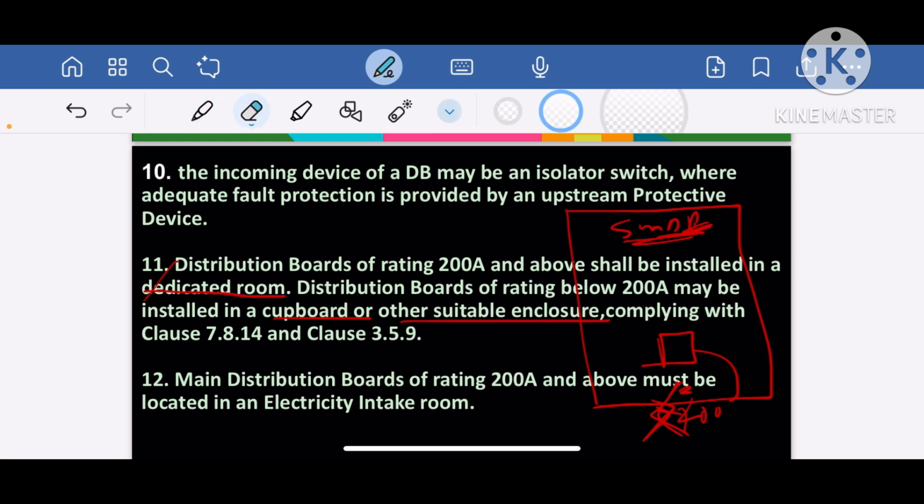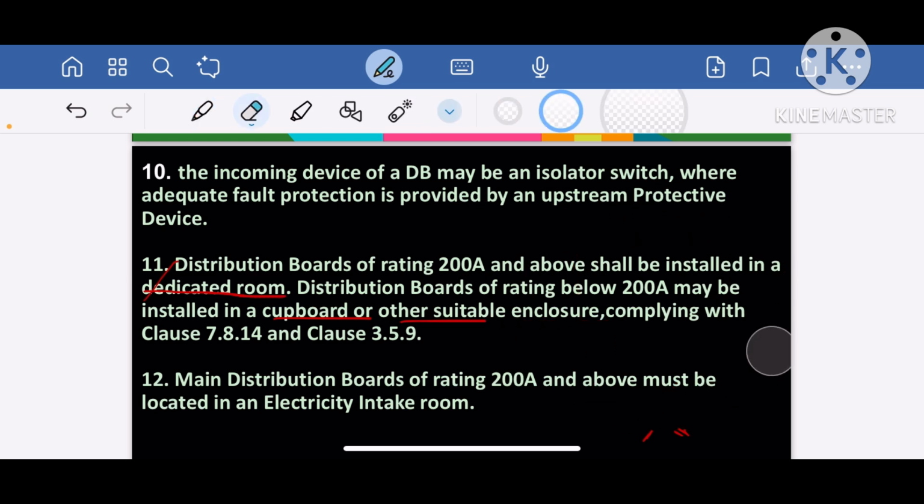But there is a twist also here. Suppose in point number 12 it is mentioned that main distribution board of rating 200 and above shall be located in the electrical intake room. What does it mean?